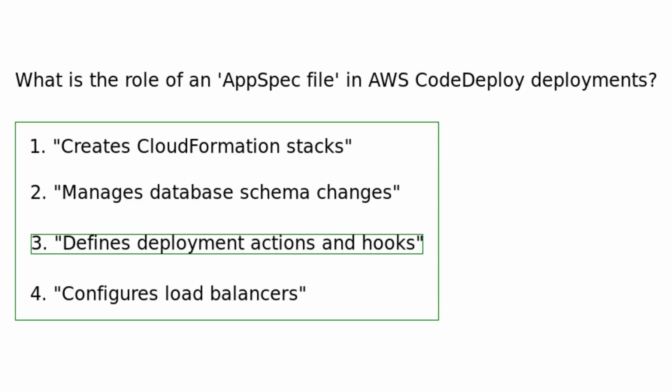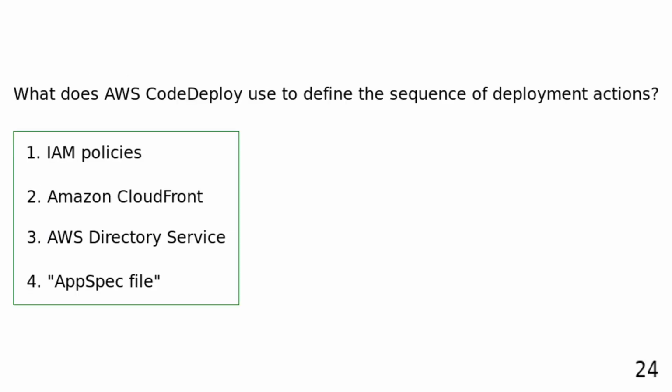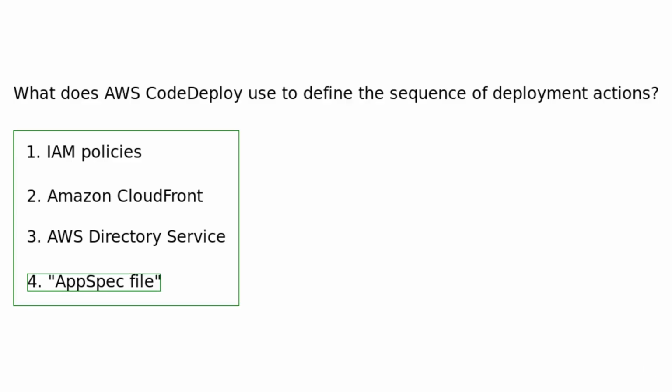What does AWS CodeDeploy use to define the sequence of deployment actions? IAM policies. Amazon CloudFront. AWS Directory Service. AppSpec file. AWS CodeDeploy uses an AppSpec file to define the sequence of deployment actions and configurations for application updates.